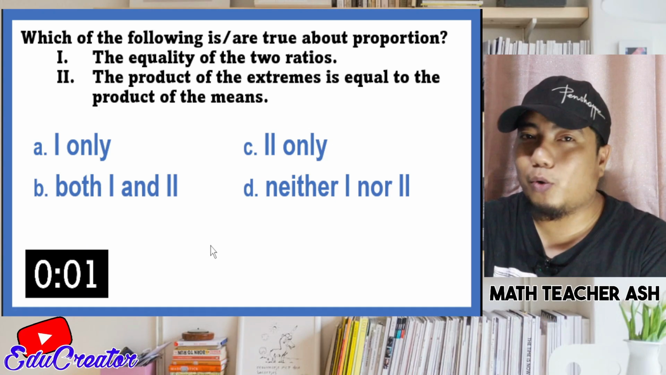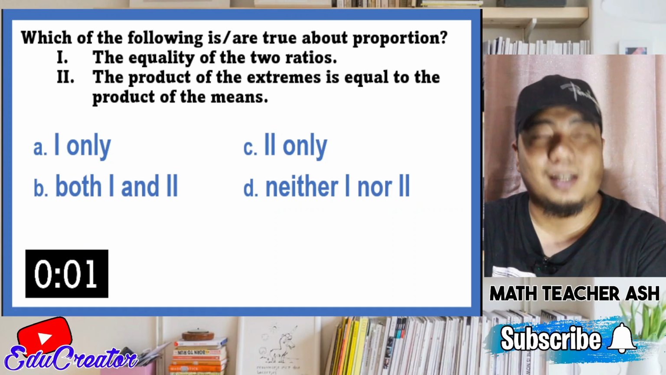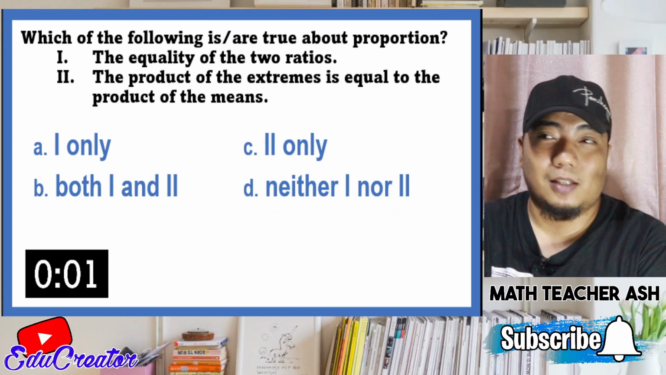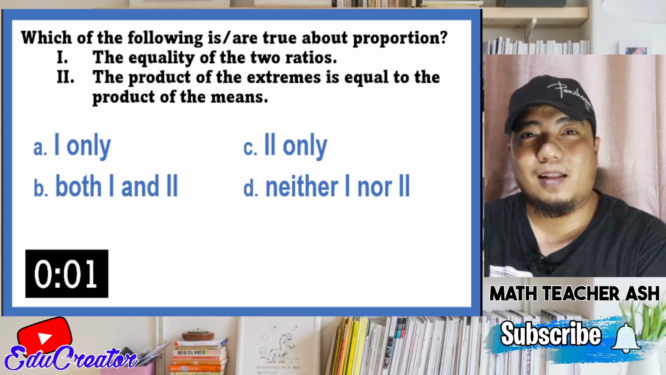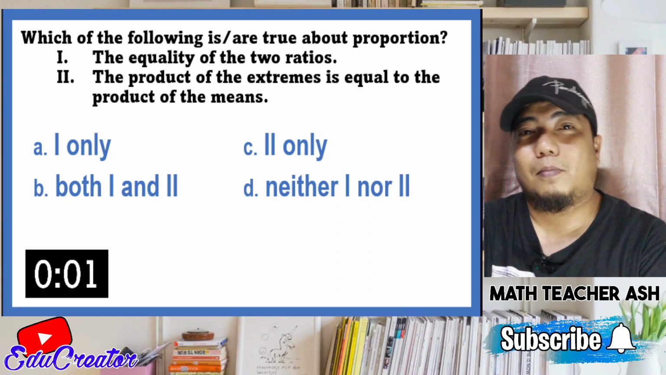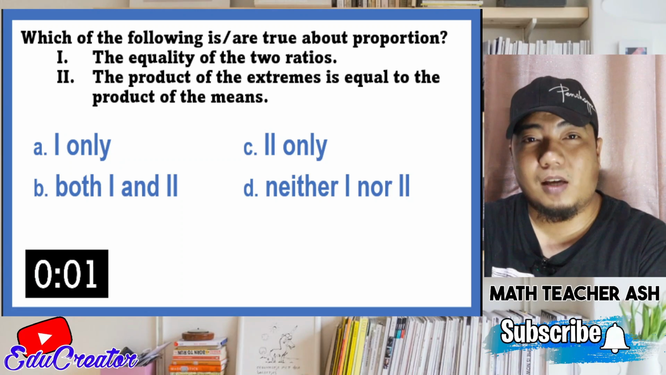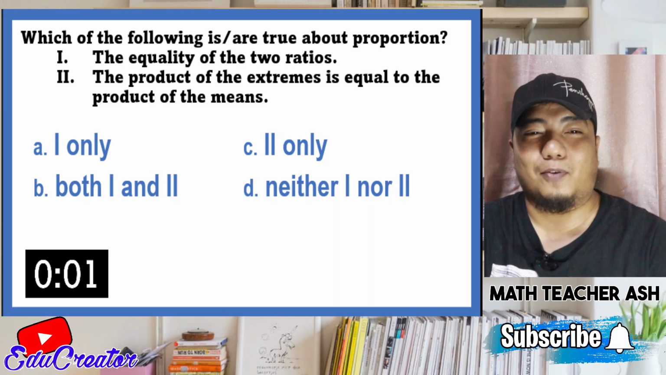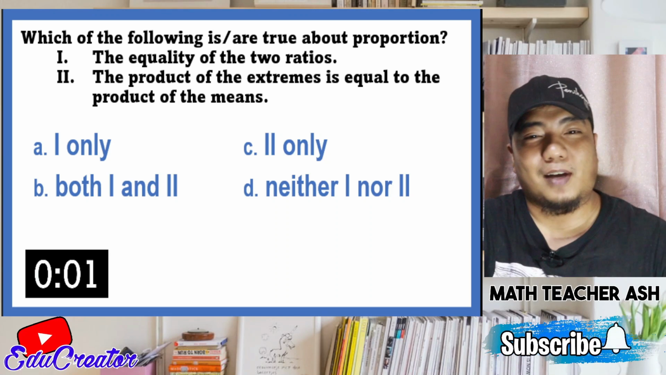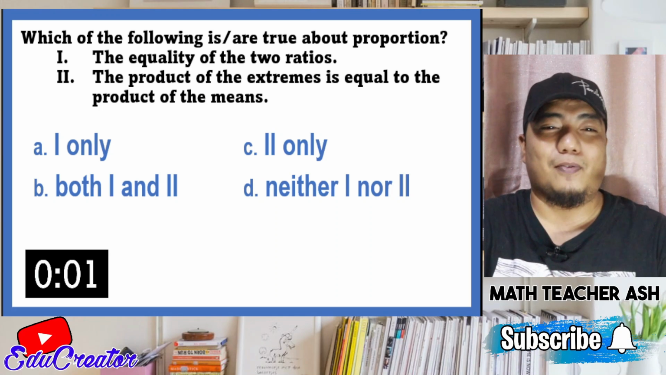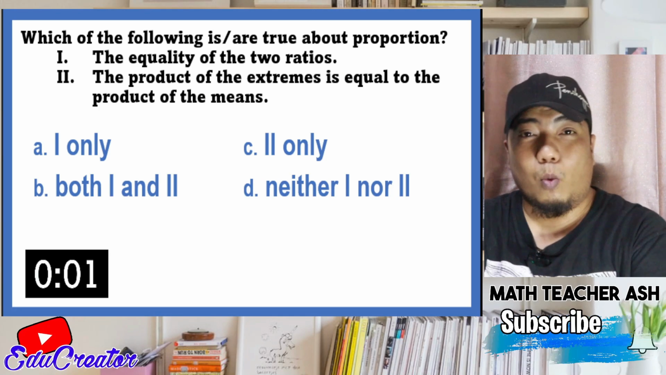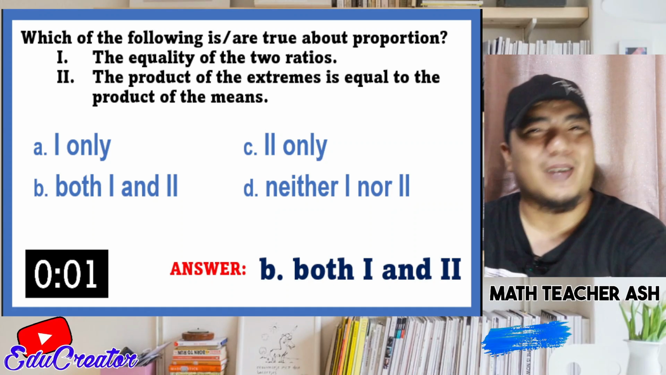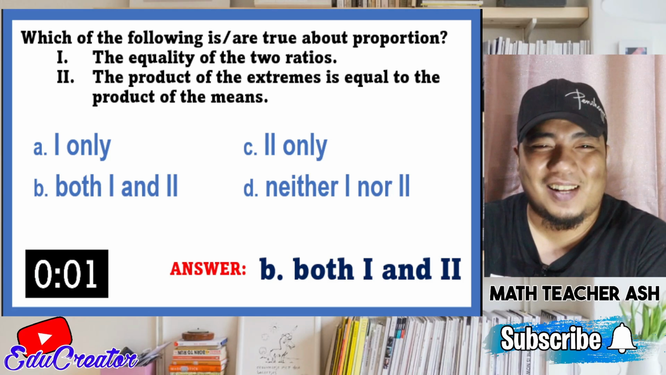However, we also know that by the law of proportion, in a given proportion A is to B is equal to C is to D, we can say that the two ratios are equal if and only if the product of the means is equal to the product of the extremes. So therefore, statement 2 also justifies the definition of proportion. So the correct answer here is both 1 and 2. Let's check whether we are correct. Okay, easy, right? Now let's continue.